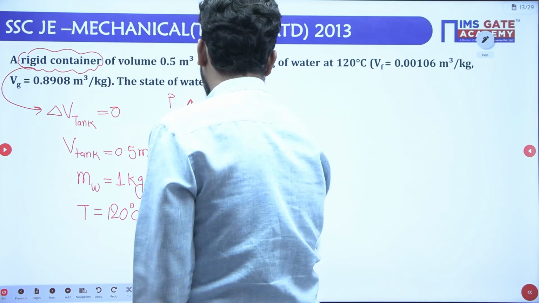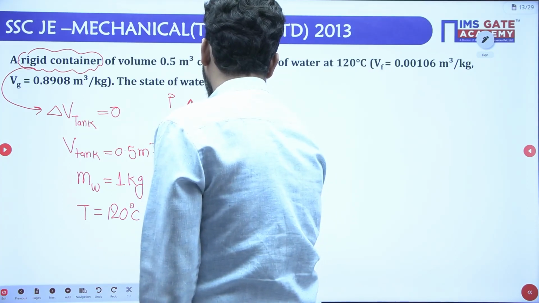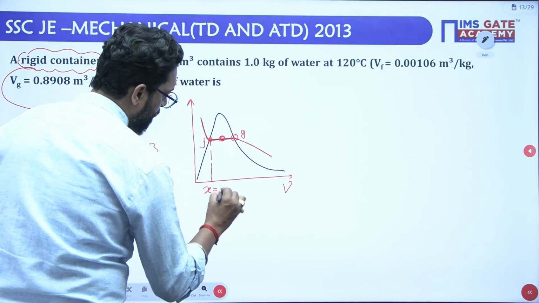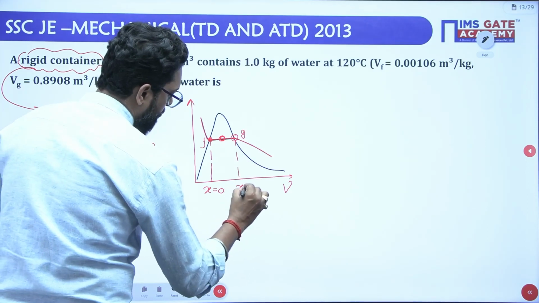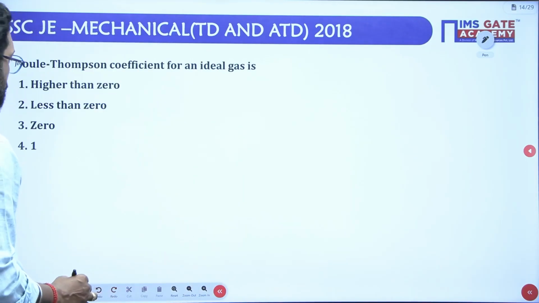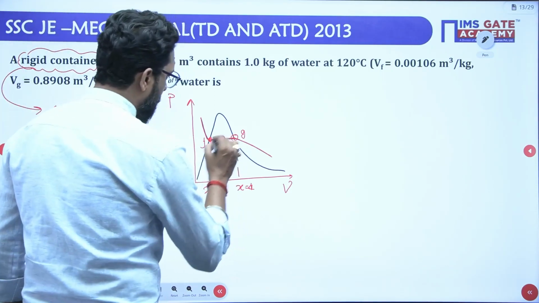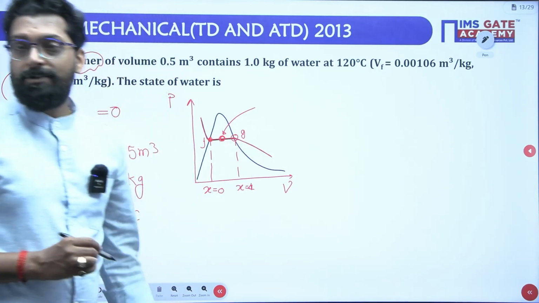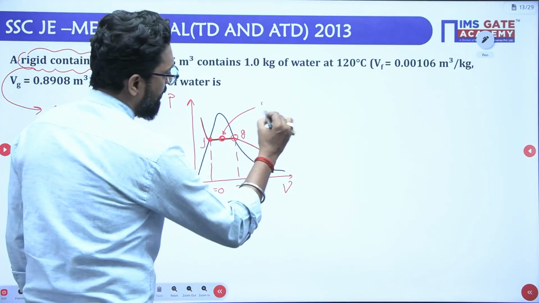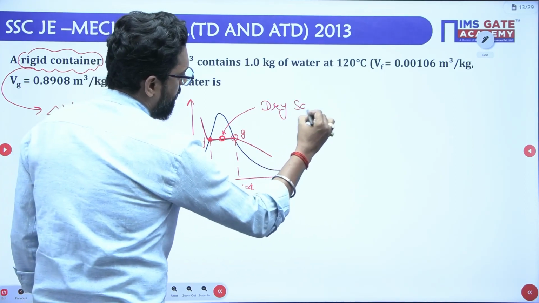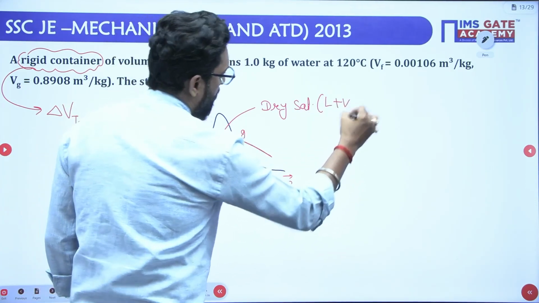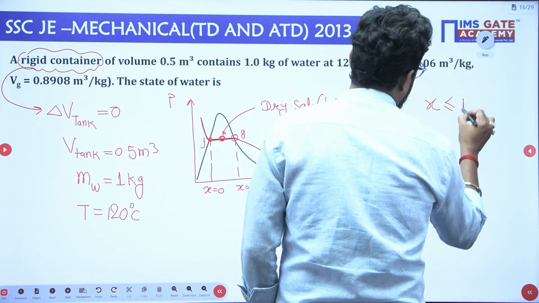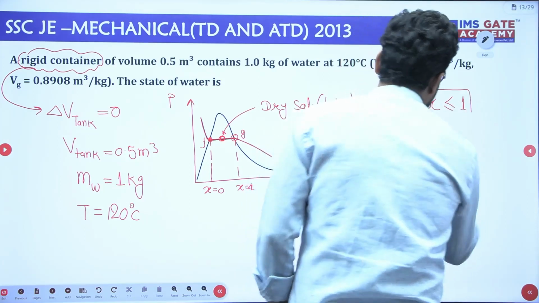And so this is saturated vapor. And in this one, there is any point. So at this point, the dryness fraction is 0. And at this point, the dryness fraction is 1. And in this, this is Vf, and there is a point. This point is a dry saturated liquid plus vapor mixture. In this condition, the dryness fraction X is less than or equal to 1 and greater than or equal to 0. So find the value of X.